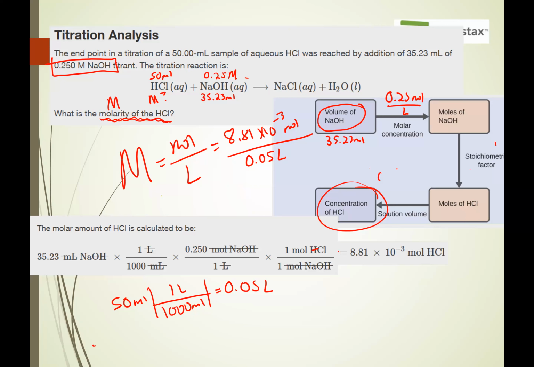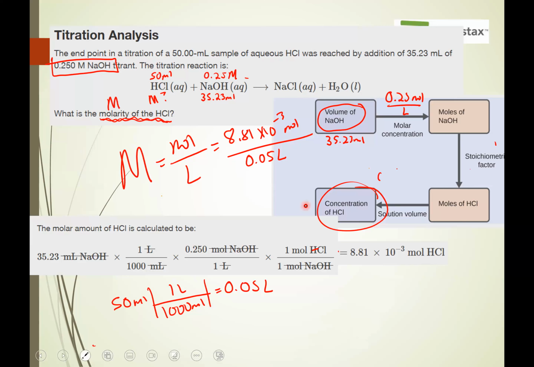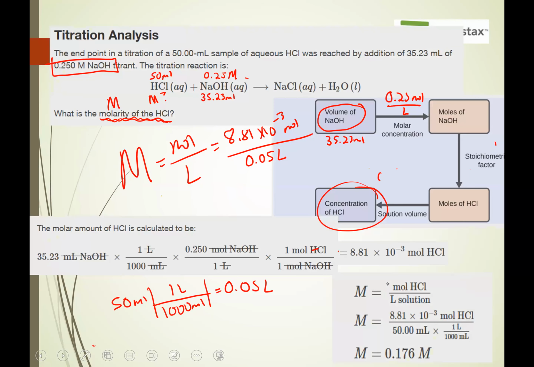You can do it in 2 separate steps. You can do it just like this, where you get your moles and then divide by your liters. And then when we do this, we end up with 0.176 molar. And again, that molar is 2 units.